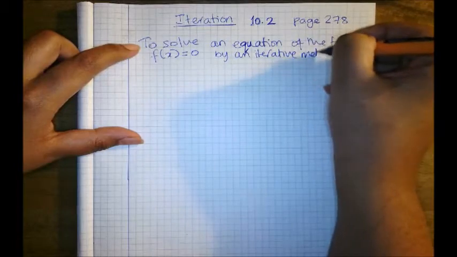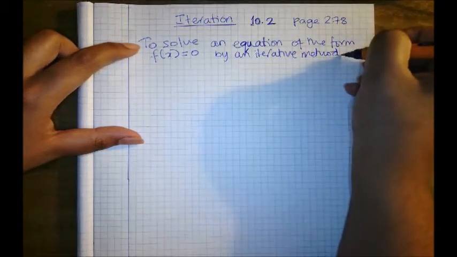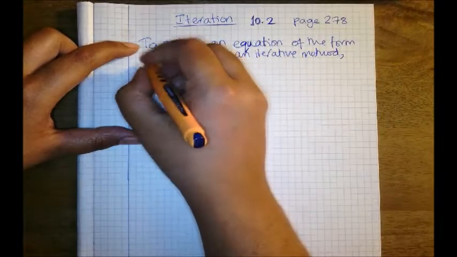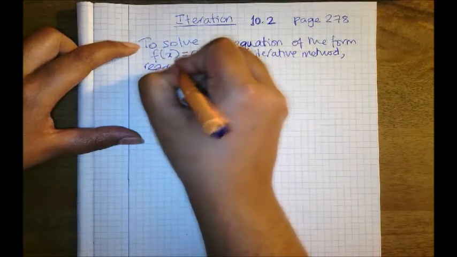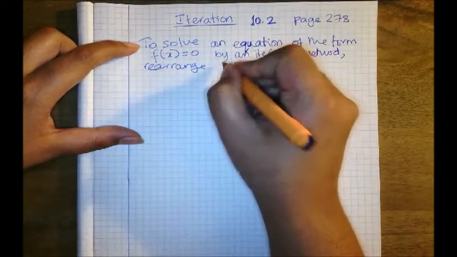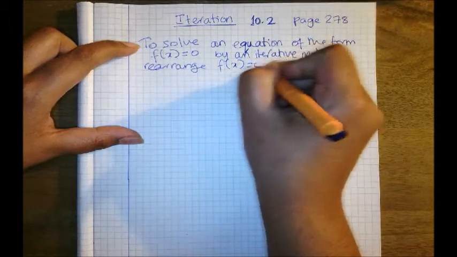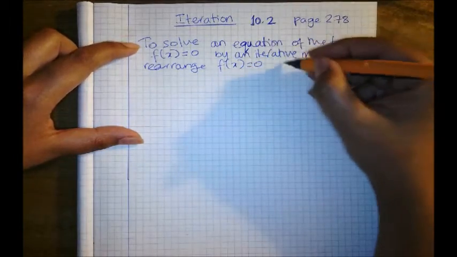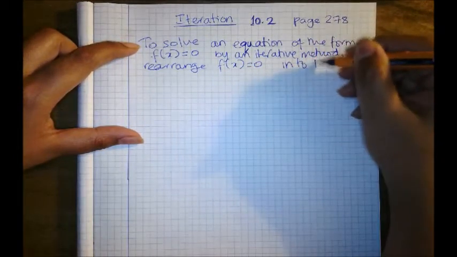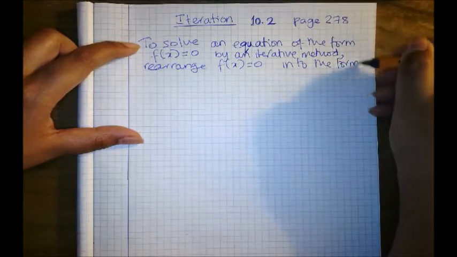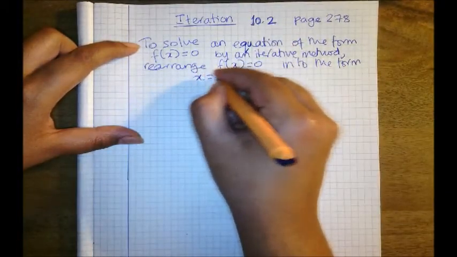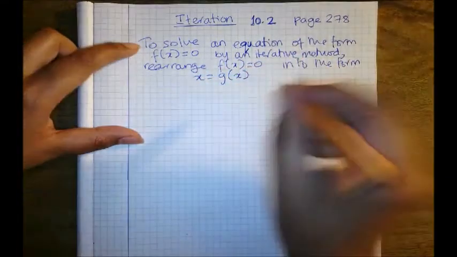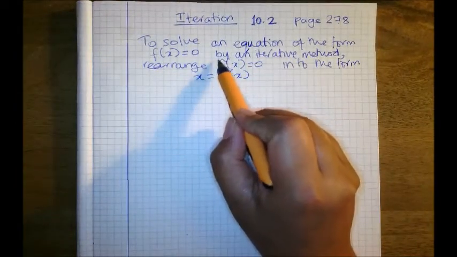Now, to solve an equation, and the reason why we have to use these kinds of methods, as I said in the previous videos, is that factorization and other methods of solving a quadratic or a cubic don't work, okay? And we need other methods such as iteration to solve an equation.